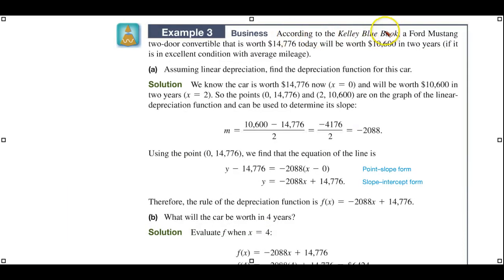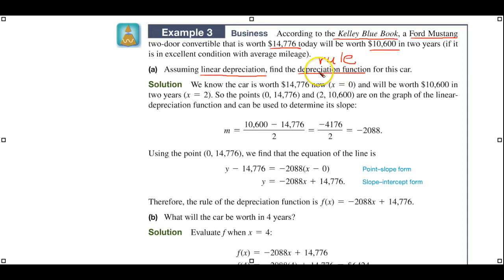Now, in the automobile business, Kelley Blue Book is sort of the Bible for looking at values of various cars. And they're saying that a Ford Mustang two-door convertible today is worth this much, and in 2 years would be worth this much if it's in excellent condition with average mileage. Now, assuming that it's linear depreciation, find the depreciation function for this car. That is, find the rule.